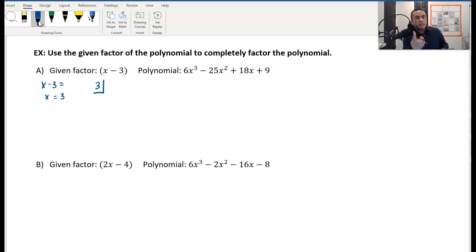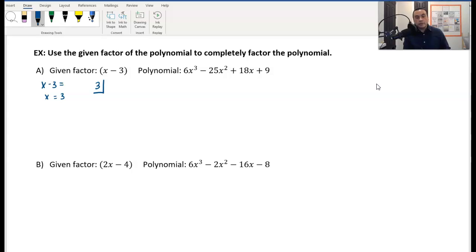In other words, it's going to be the opposite of what you see there. If you see a minus in the binomial, you're going to use a positive. If you see a plus, you're going to use a negative. It'll be the opposite because you have to move the number to the other side. So the constant that we're going to work with is x equals 3.